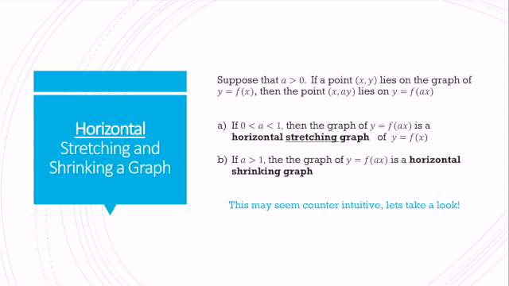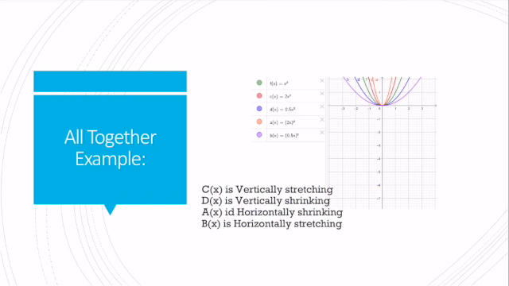We can also have horizontal shrinking or stretching. That's if there is a constant within our parentheses, affecting our x value. So in this case, if I have my a between 0 and 1, now it's a horizontal stretch. And if a is greater than 1, it's a horizontal shrink. And this can seem counterintuitive, but why don't we go ahead and take a look?